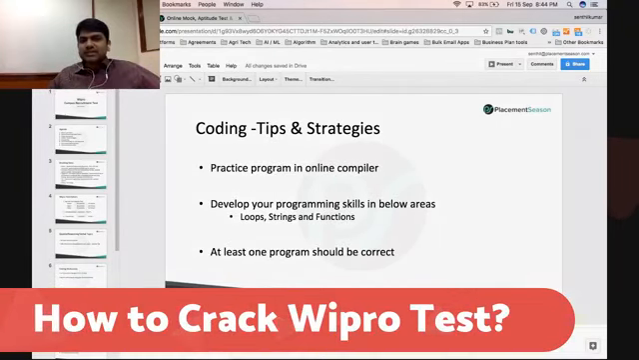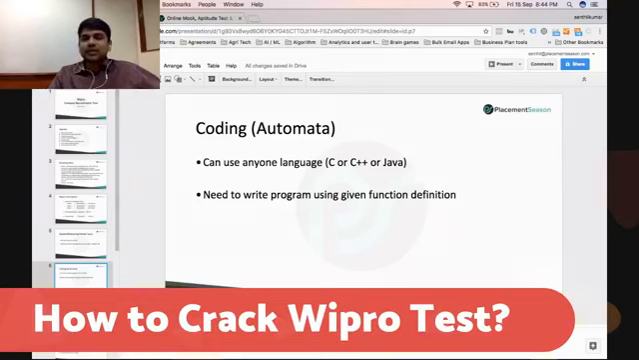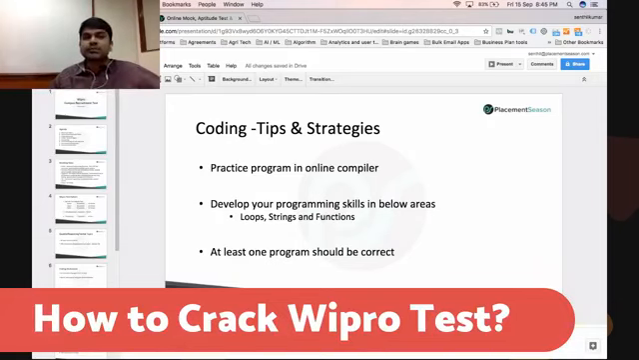Now, some of the strategies that we recommend for the coding: before that, among the languages, you can only use C, C++, or Java, no other languages. What we recommend is, please practice programming using an online compiler. It can be any platform, but make sure that it's an online compiler, not your desktop compilers, so that you are familiar with how the online compilers and other things work.